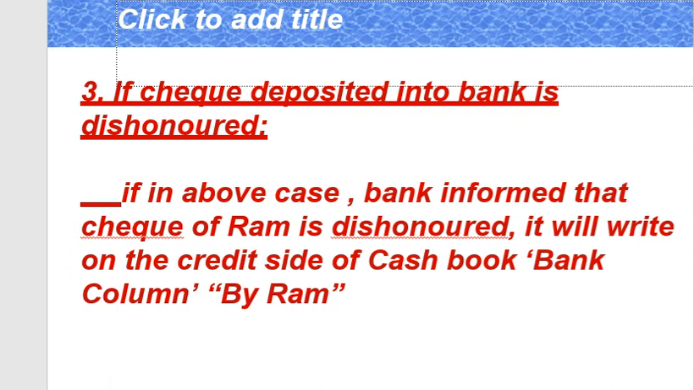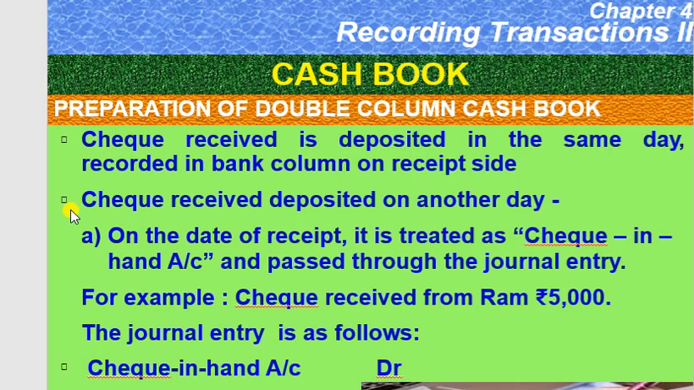If the check is received and deposited on the same day, it will be recorded on the debit side of the bank column. Then if the check is received and deposited on another day, we will not make any entry in the cash book. We will just pass a journal entry: Check in hand account debit, from whom we received the check. Then, on another date, if that check is deposited, we will write on the debit side of the double column cash book "To check in hand," and the amount will be written in the bank column.